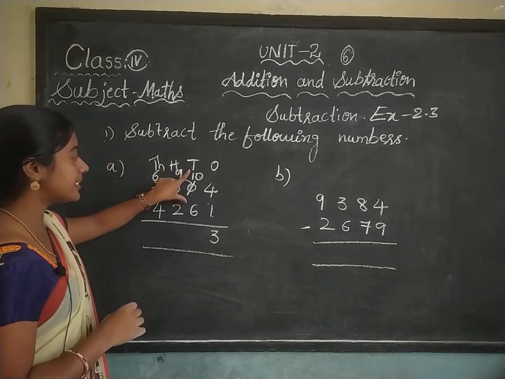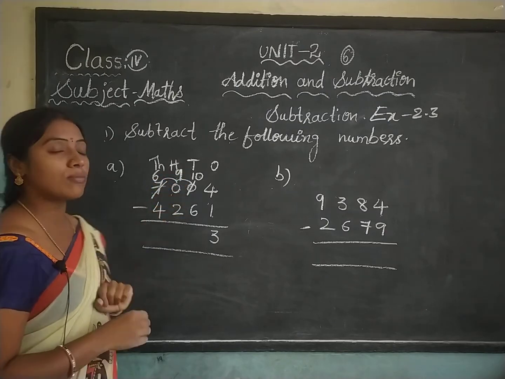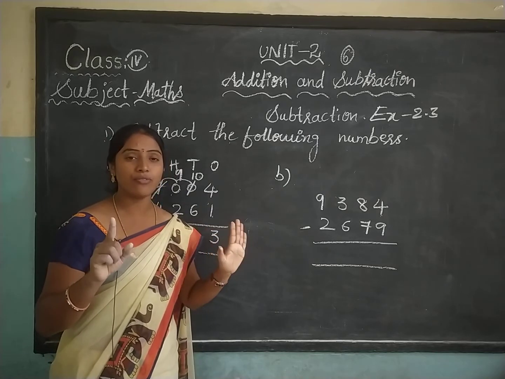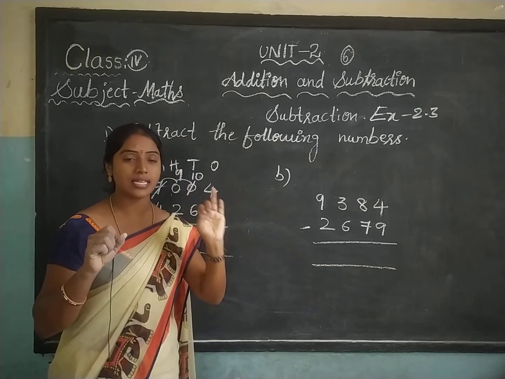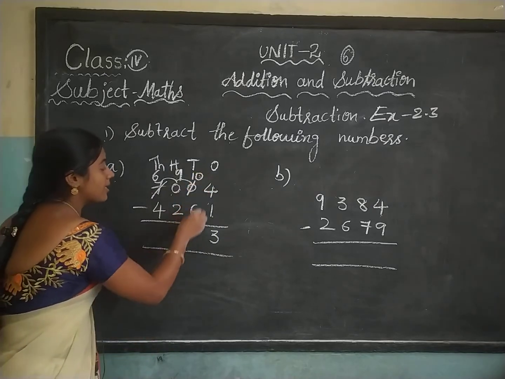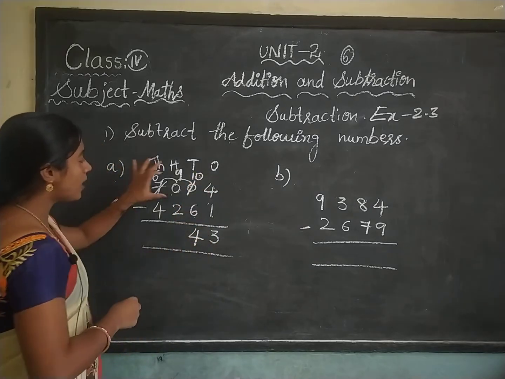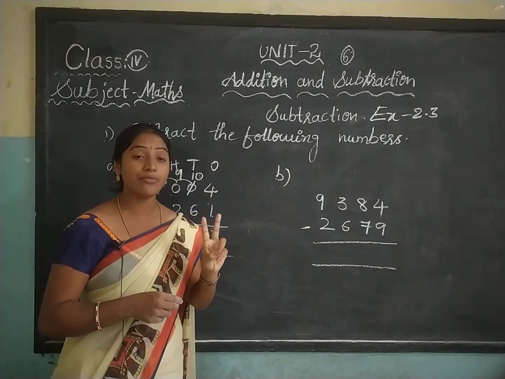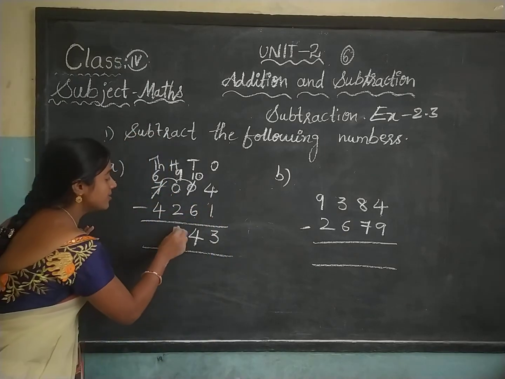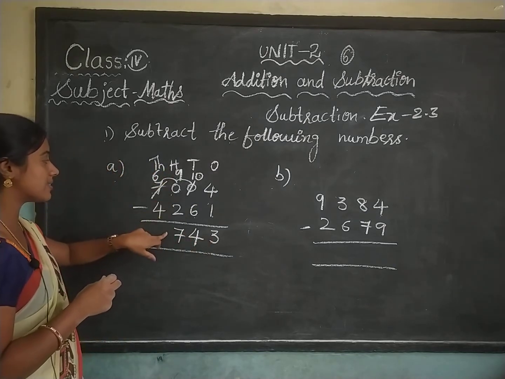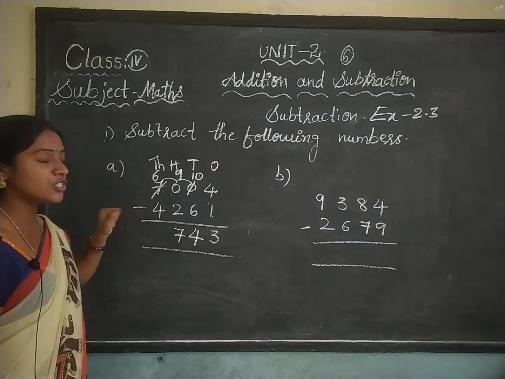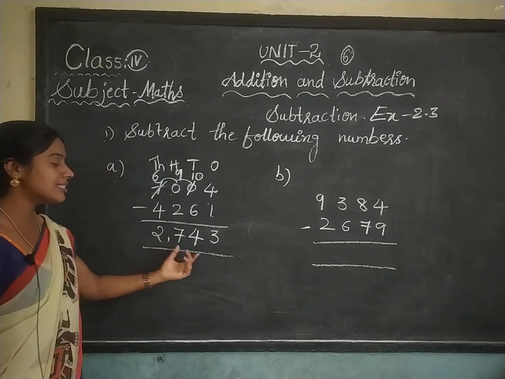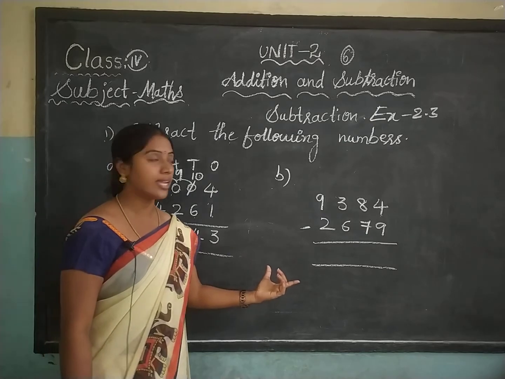Okay, now subtract the tens place. 10 minus 6. How much 10 minus 6? 10 before you have to count the 6 numbers. Okay, 10 before 9, 8, 7, 6, 5, 4. Okay, 10 minus 6 is equal to 4. Now 100 place, 9 minus 2. 9 before you have to count two numbers. 8, 7. Okay, 7 you should write down in 100 place. Okay, now 1000 place, 6 minus 4. How much 6 minus 4? 2. Okay, answer is 2743.